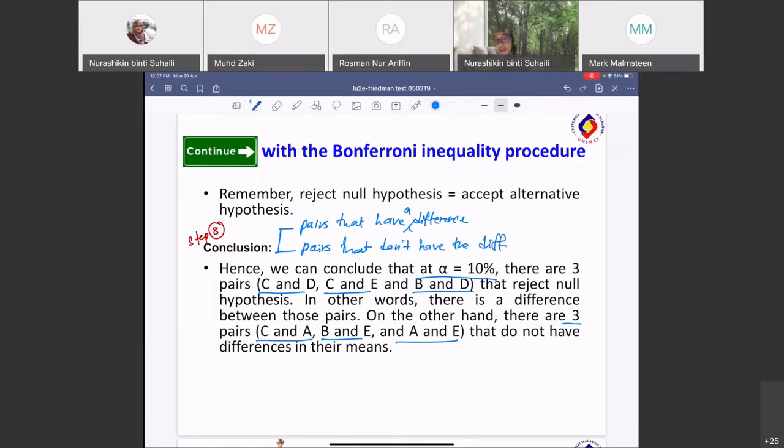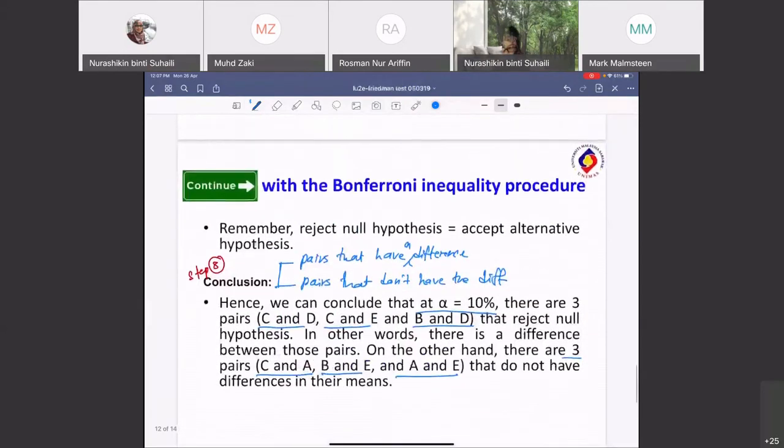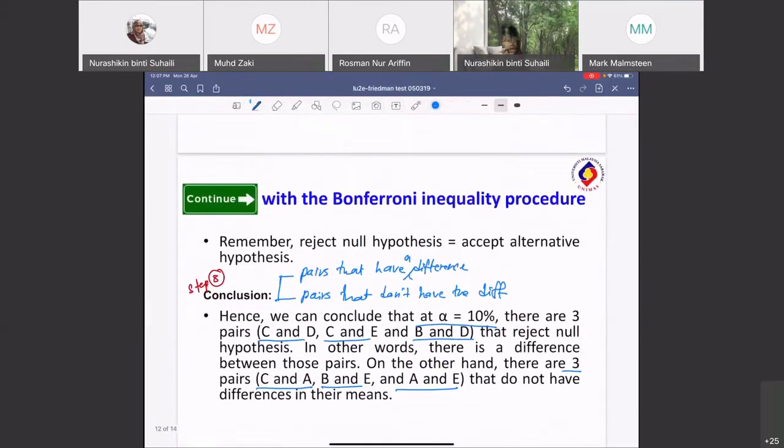Both conditions should be stated. Okay, it's a bit lengthy, yeah, I know, but you have to state all the pairs. Don't skip or simplify it. Okay, so that's how you solve using the Friedman test.